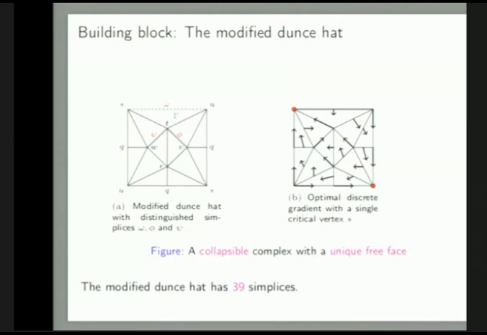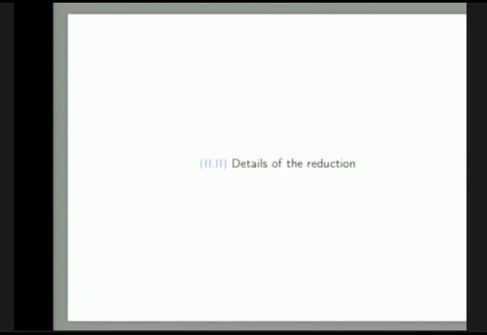Be improved. But the point was that by experiment, I think Pudlák showed that this is the minimum you can have. So anything that has fewer will not have this property. So now I'll describe the details of this reduction.